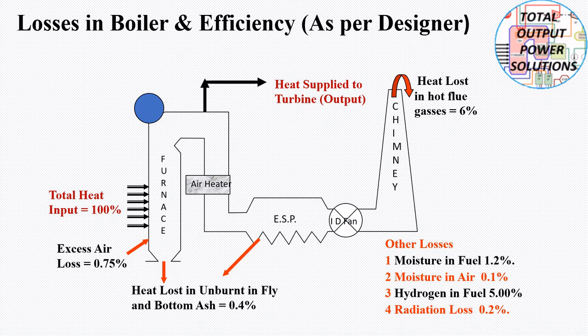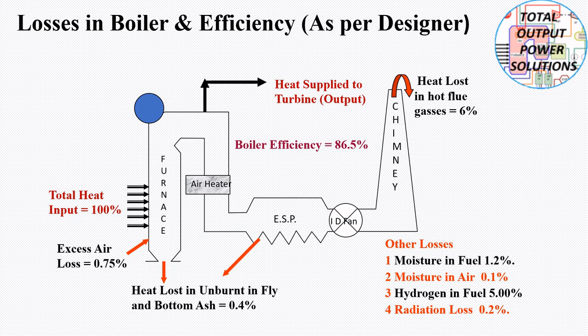Now, here you see the diagram, losses and efficiency as per designer. The designer says that he has designed the boiler, pulverized fuel boiler, with the total input heat of 100%, and then the heat supplied to the turbine output is around 86.5%. He has given the losses also as per the designer.